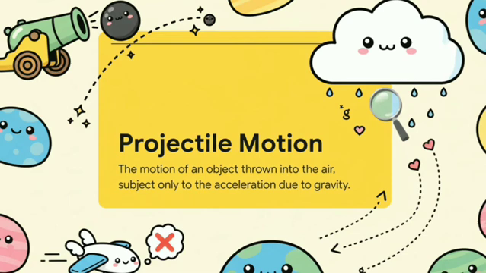And for now, we're going to make a pretty important assumption, just to keep things simple. We're going to pretend that the only thing acting on our object is gravity's constant downward pull. So for the moment, we're totally ignoring air resistance just so we can see the pure physics at work.